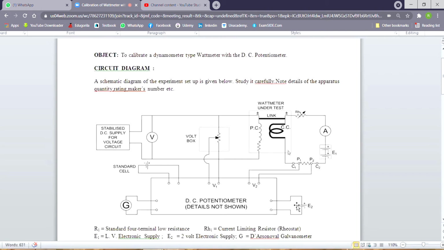So how much is the voltage? It is normally 2 to 3 volt. So potentiometer can measure a voltage of the order of 2 to 3 volt only. So how is it possible that we can measure 100 volt? Okay, the thing is that the voltage that we apply in the pressure coil of a wattmeter will first be stepped down with a potential divider network, with a resistive network. So when we apply 100 volt, we get only around 1 volt at the output.